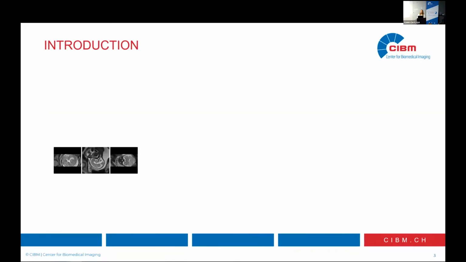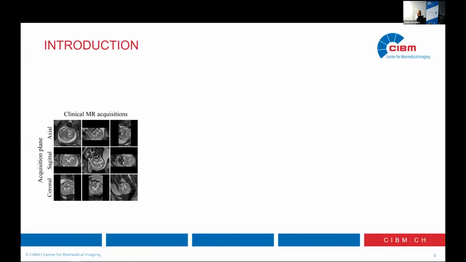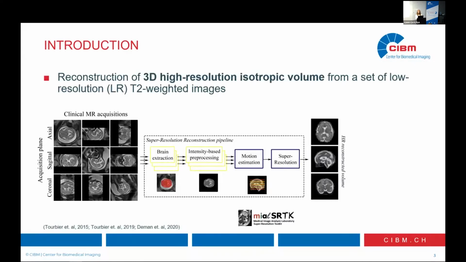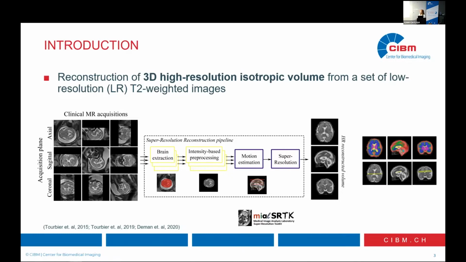In clinic, we acquire MR images of low resolution with 6 slices in order to minimize the effect of the fetal motion. And in practice, we actually acquire images from 3 orthogonal planes in order to have as much information as possible. Hopefully, we have super resolution reconstruction algorithms from which, from a set of low resolution images, we can reconstruct one single isotropic, high resolution, and motion-free volume, thanks to which we can then perform additional analysis such as biometric, morphometric, or even volumetric analysis.